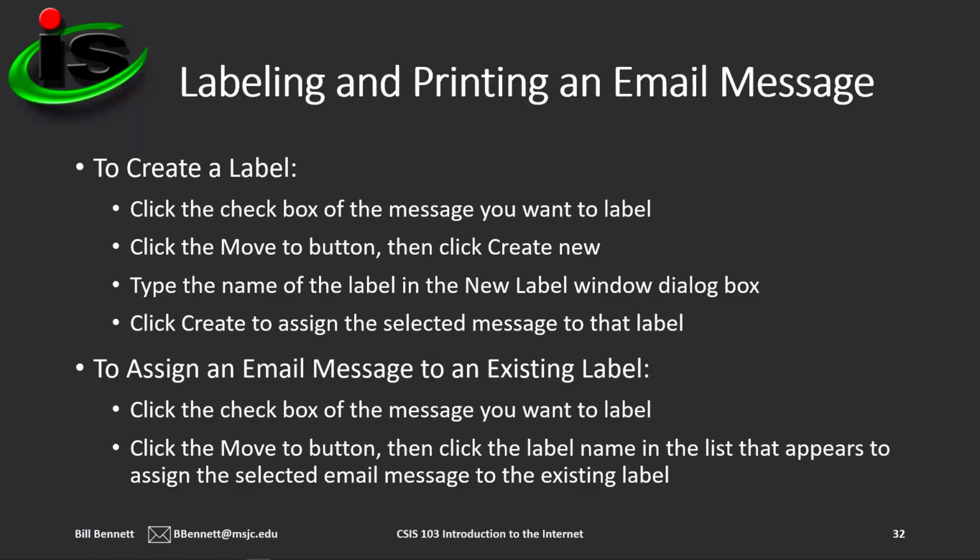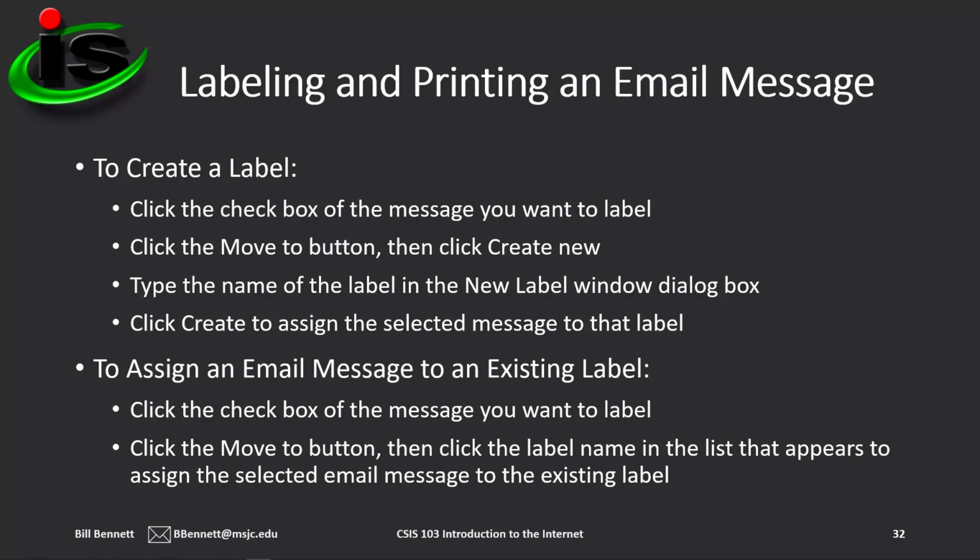To create a label, click the checkbox of the message that you want to label, click the Move To button, then click Create New. Type the name of the label in the New Label dialog box. Click Create to assign the selected message to that label.